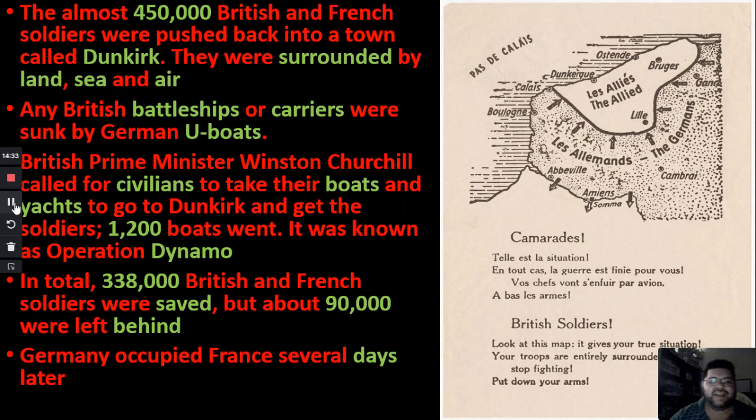Now, here's the thing, like I told my students in class. Let me start like this. When the British came to get their men on the boats, the Germans didn't attack while they were loading men on the boats. They waited till the boats got a little farther into the ocean, and then they sunk them. They attacked with torpedoes and hit the hull, and the boats would sink.